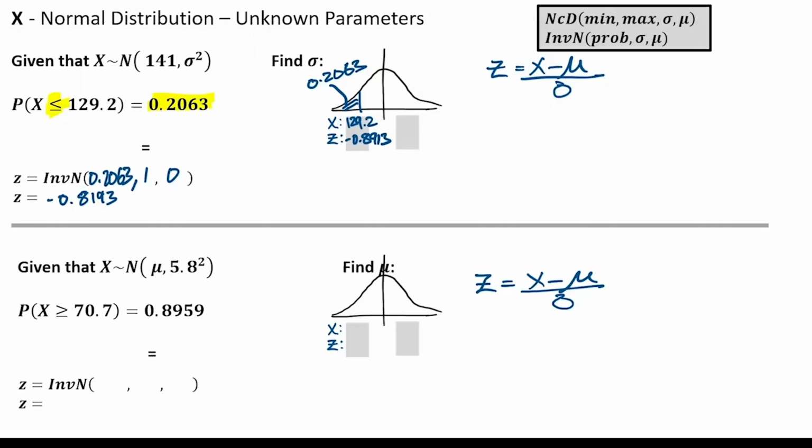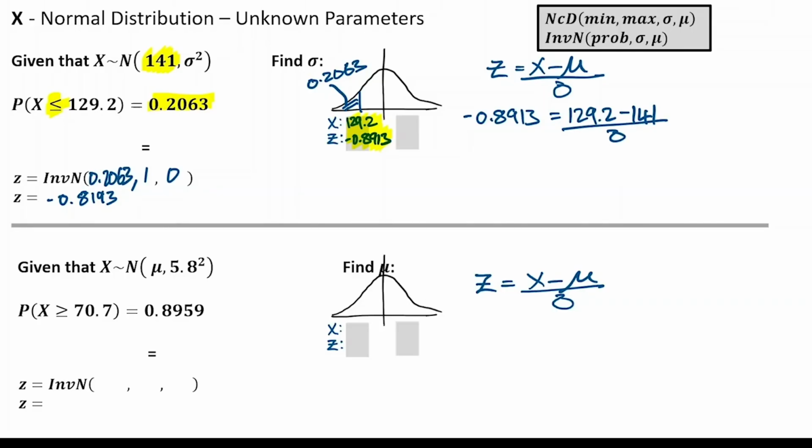This is the z-score that matches the real life x value 129.2. Now, we have a formula, the standardization formula, that links the z-score to this real world value along with the two parameters, the mean and the standard deviation. Okay, so I'm just going to substitute these along with any other information we have into the formula. The other thing that we do know is the mean. So negative 0.8193, here's my x value, and the mean, that was given to us, 141. All of that, just substitute into the formula.